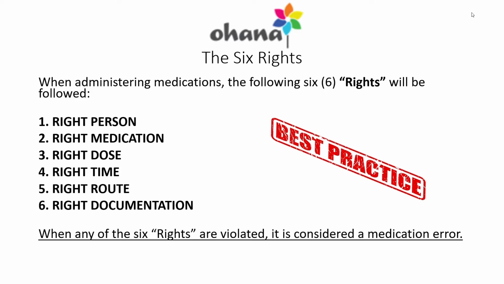We want to make sure that we're signing for meds when they're given, and when medications are not given, we want to make sure that we are following the medication error procedure correctly and documenting all those steps correctly. It's important to remember that whenever any of the 6 rights are violated, it is considered a medication error.